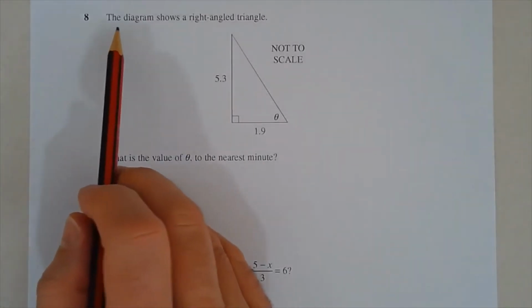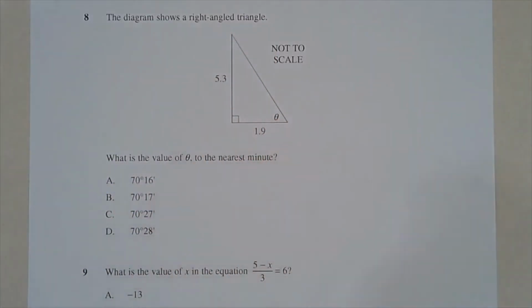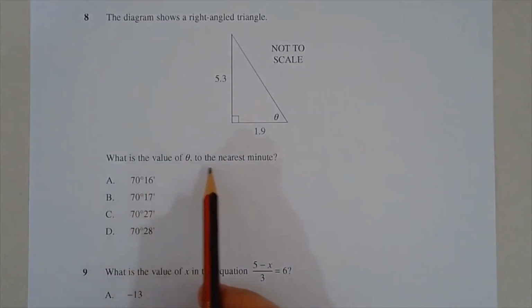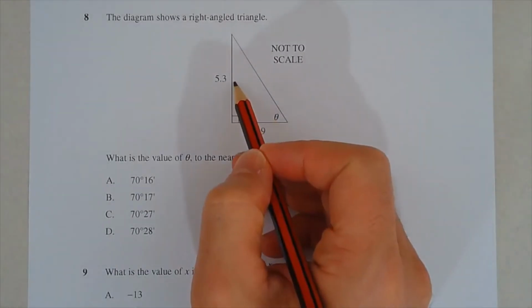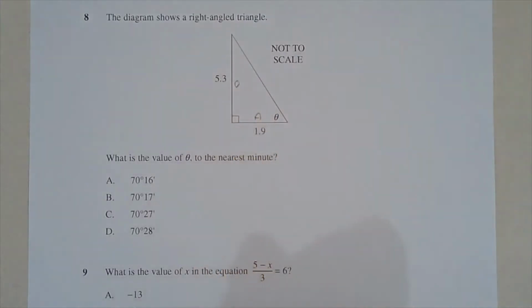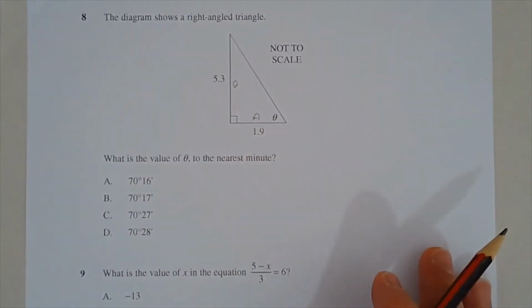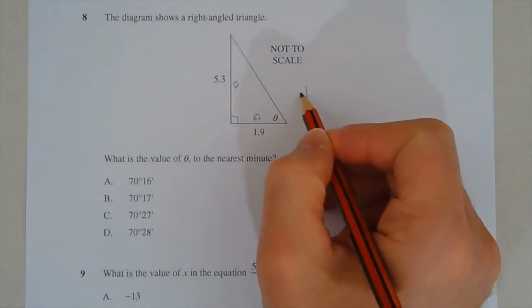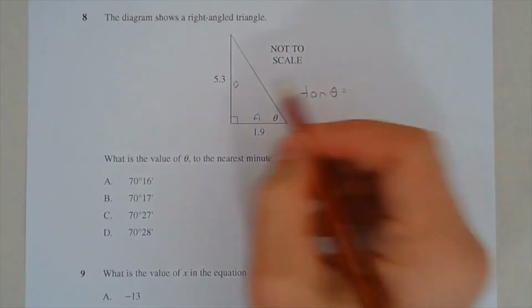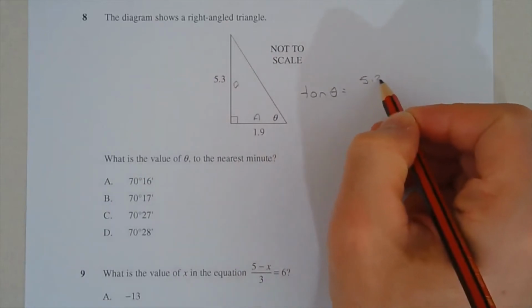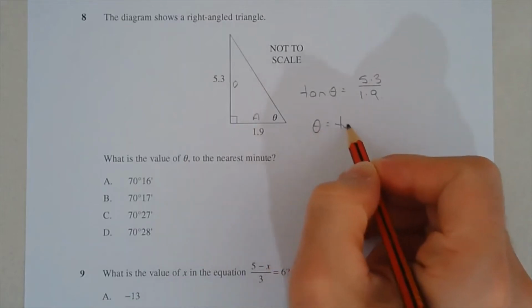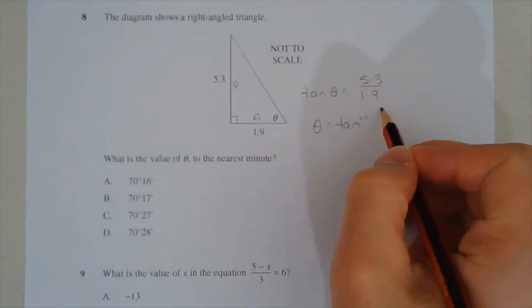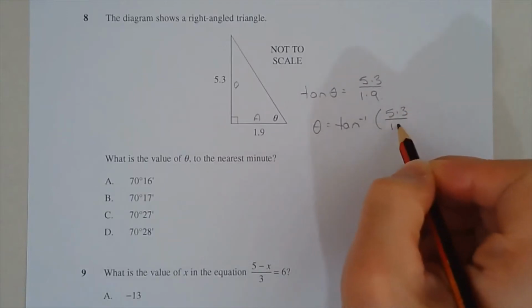Question 8. The diagram shows a right-angled triangle. What is the value of theta correct to the nearest minute? So this is just basic trigonometry. There's our theta. This is our opposite side. This is our adjacent side. Opposite over adjacent, that's going to be the tan ratio. So tan theta is equal to opposite over adjacent, so that's going to be 5.3 over 1.9. Theta is going to equal inverse tan, so that's shift tan on the calculator, 5.3 over 1.9.